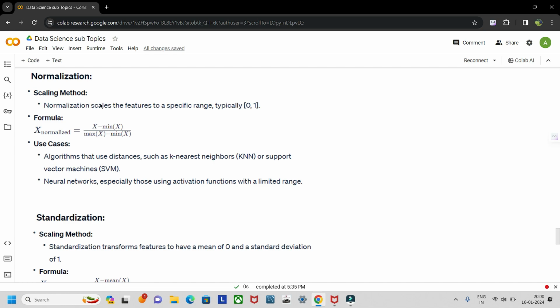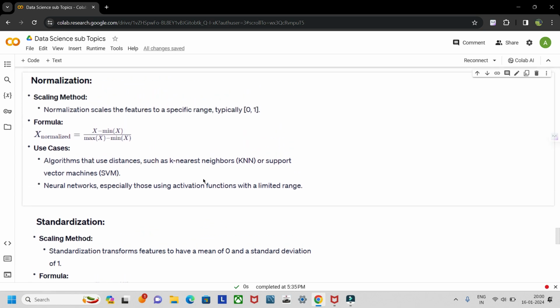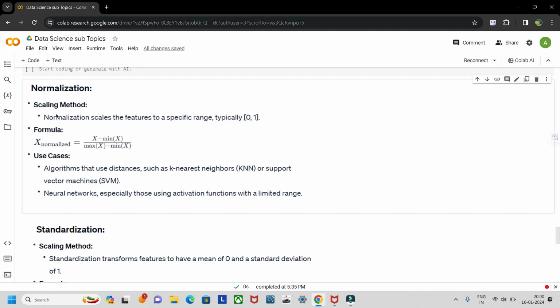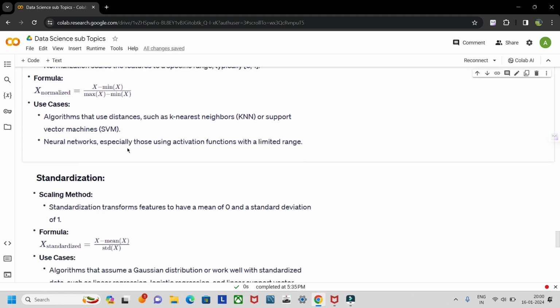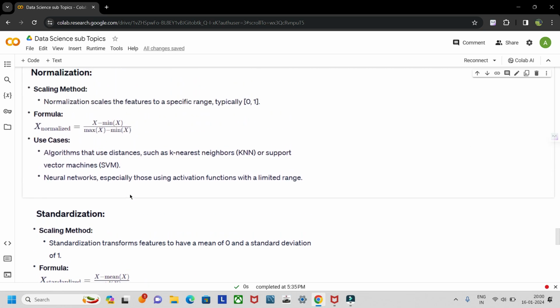In case of normalization, it scales between the range of 0 and 1. And in case of standardization, it transforms features to have mean of 0 and standard deviation of 1. The formula for normalization is x minus min of x, that is the entire data set, upon the range. Range is basically the upper limit minus lower limit, or the maximum minus minimum value. And the formula for standardization is x standardized is equal to x minus mean of x upon the standard deviation of x. Okay, so this is the formula.